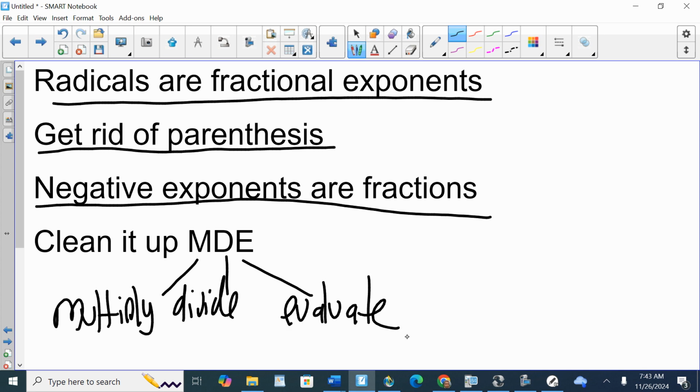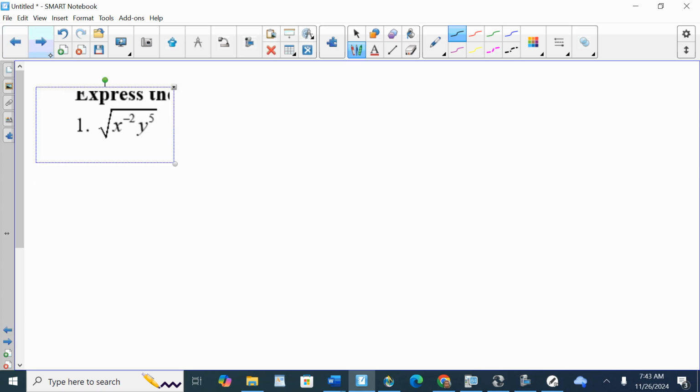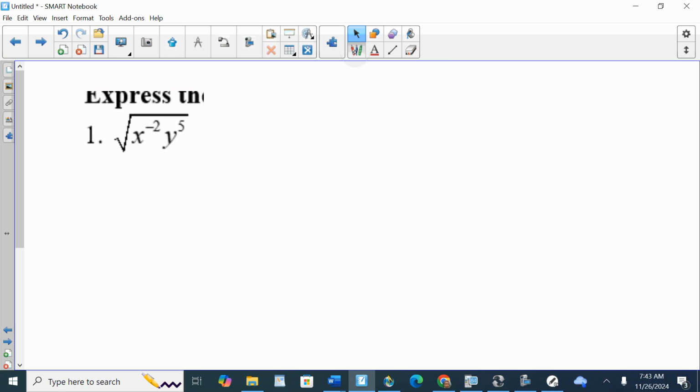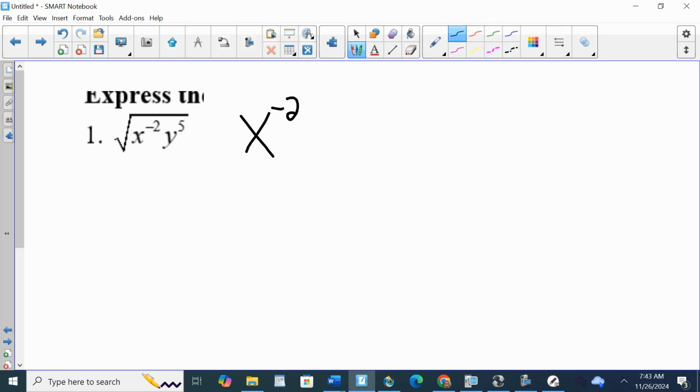So we're adding a first step in. We did the other three steps. Let's take a look. Radicals are fractional exponents. Do I see radicals? Yes. So I take everything inside the radical and I put it in parentheses and I raise it to a fractional exponent. The fractional exponent is the power over the root. If there is no power, it's a 1. If there is no root, it's a 2.